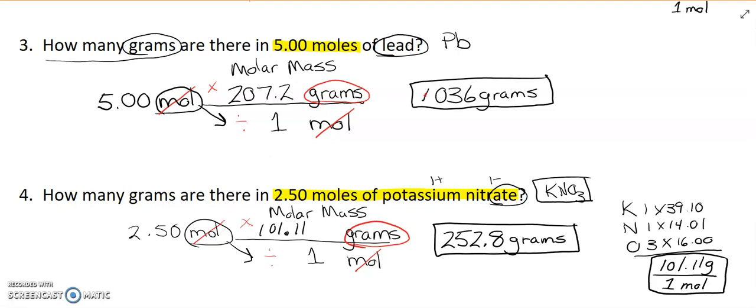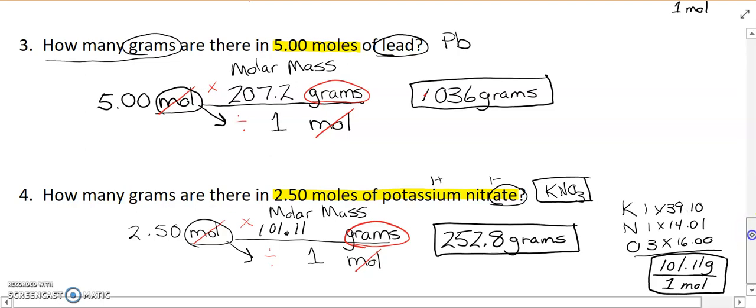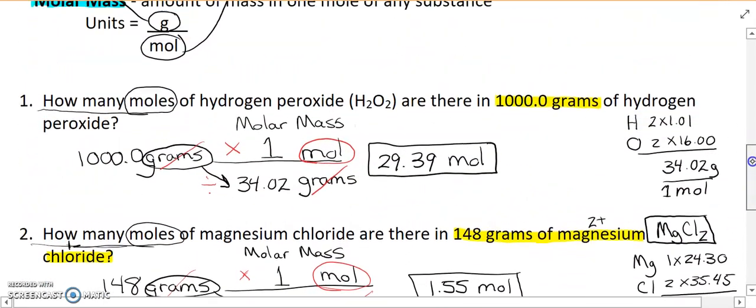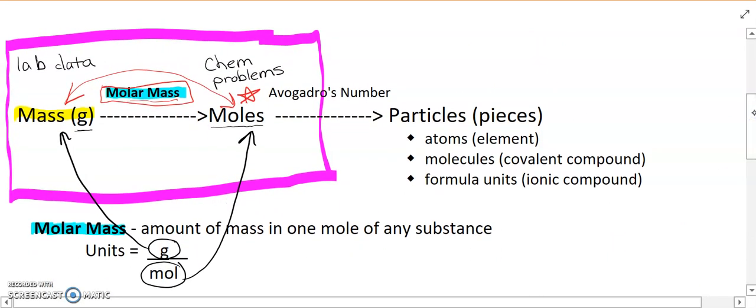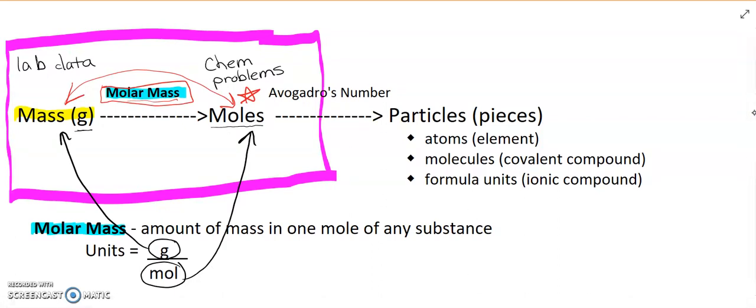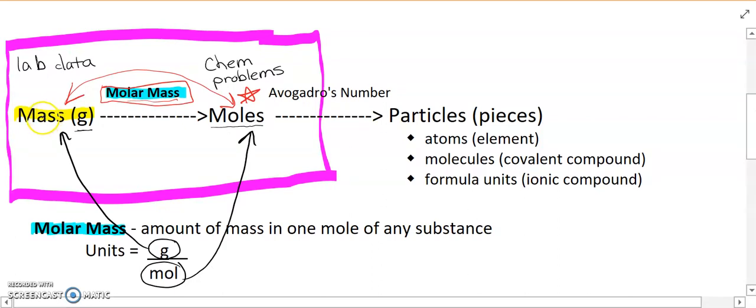When I'm converting between grams and moles, then molar mass becomes my key to be able to make that conversion. But the key thing with any chemistry problem or any mole conversion problem is watch your units. If I start with mass, grams goes on the bottom to cancel out. If I start with moles, moles goes on the bottom to cancel out. And if I'm using my units, it's going to help me set up these problems.